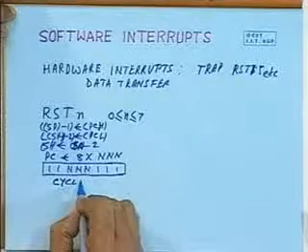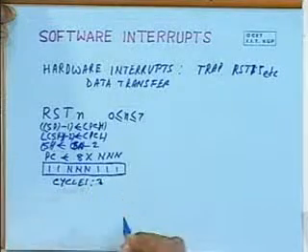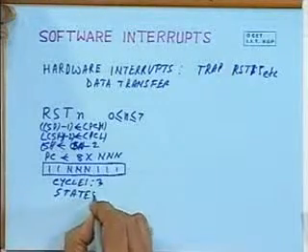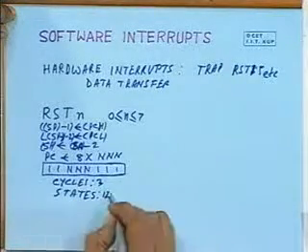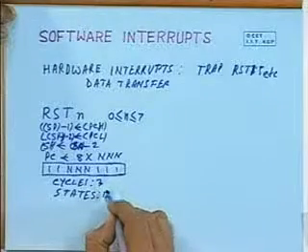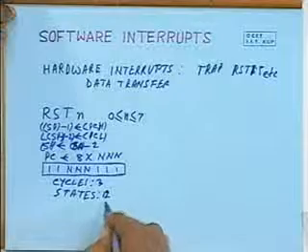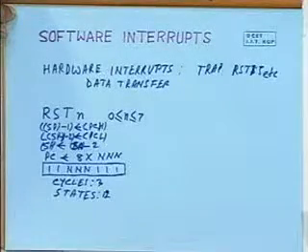And to execute each instruction, the number of cycles required is 3, and the number of states required is 12. Why do you require 12? Because the first machine cycle requires 6 states. That's why it requires 6 plus 3 plus 3.